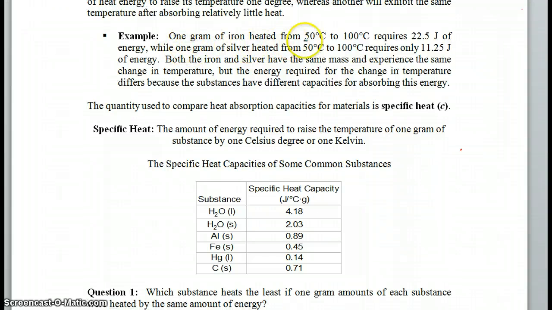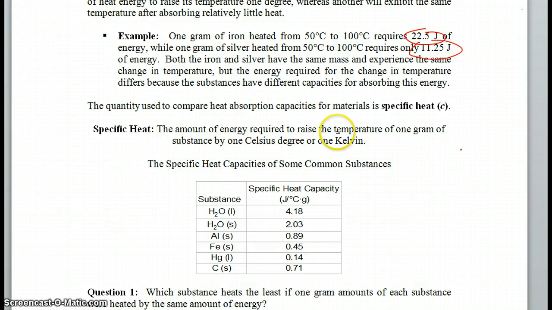So if you have 1 gram of iron that's heated from 50 to 100 degrees Celsius, and that requires 25 joules of energy, while 1 gram of silver that has the same temperature change requires only 11.25 joules of energy, those two metals have different specific heats. Okay, so having a different energy required to change the same mass by the same temperature, those two substances must have different specific heats.